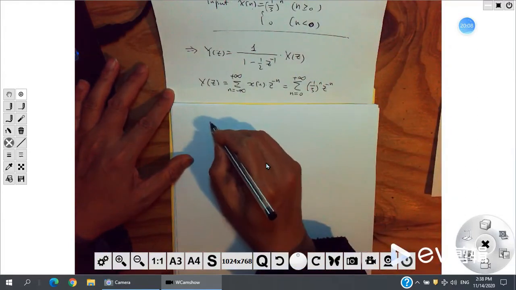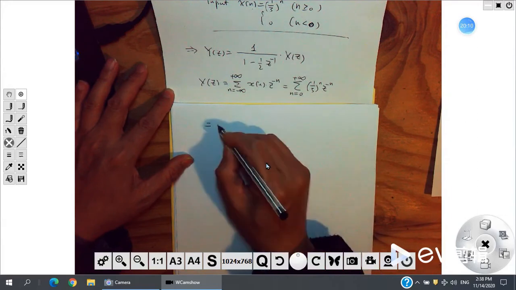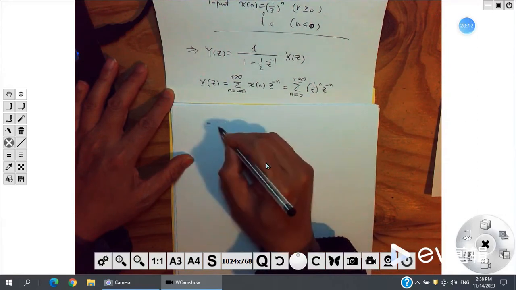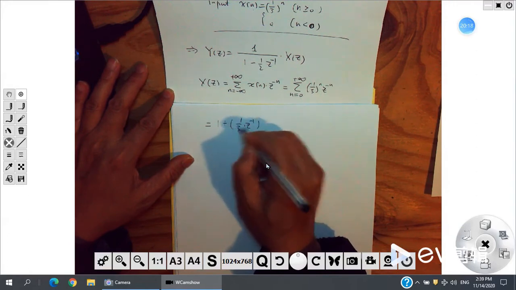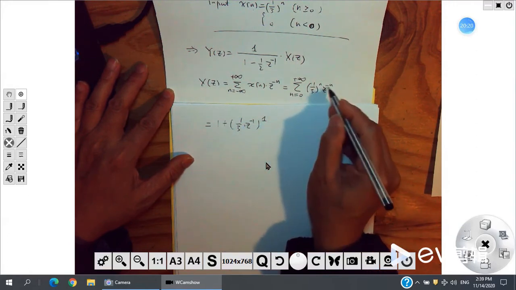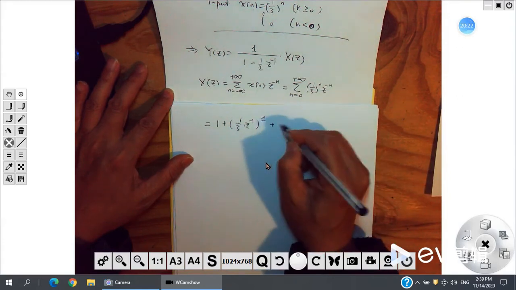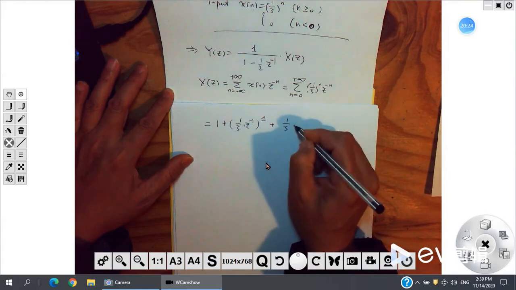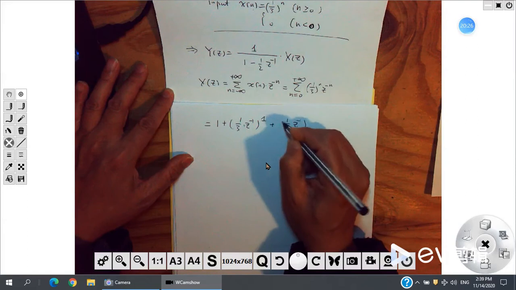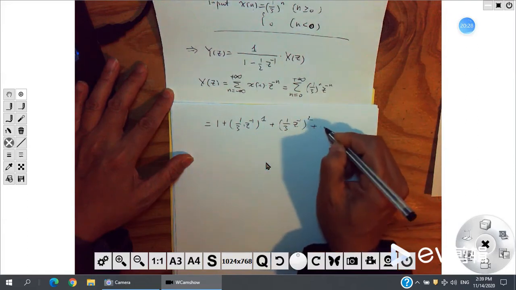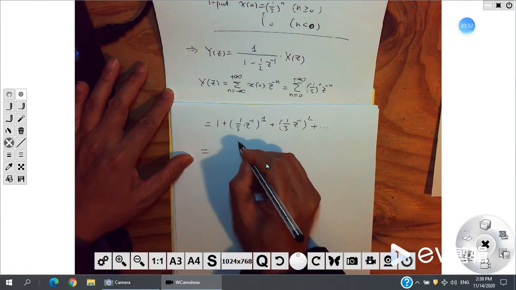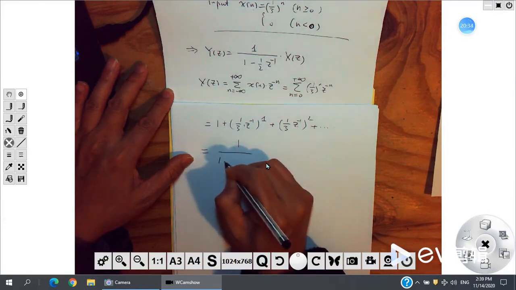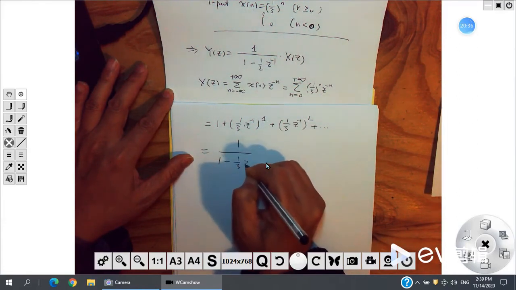Okay, then we can do the summation. When n is 0, this is 1. The next term will be 1/3 times z to negative 1 power when n is 1, right? When n is 2, this is 1/3 squared and z to negative 1 squared, and so on. For this kind of thing, we have a formula. It can be written as 1 over 1 minus 1/3 z to negative 1.